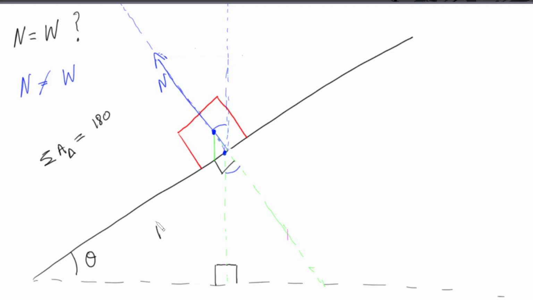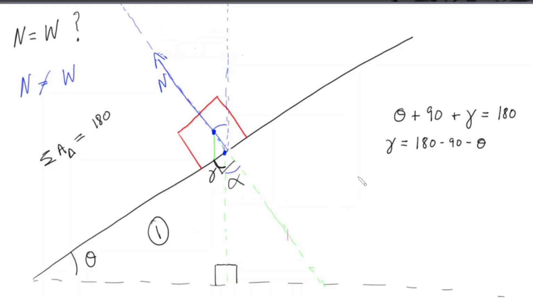So if we look at triangle 1 over here, we have theta plus 90 plus, we'll call this angle here gamma, and that'll be equal to 180. And if we do a little bit of arithmetic, we can say that gamma is equal to 180 minus 90 minus theta. And if I look at this angle here, which is alpha, I know that alpha plus gamma is equal to 90, so I can say alpha plus gamma is equal to 90.